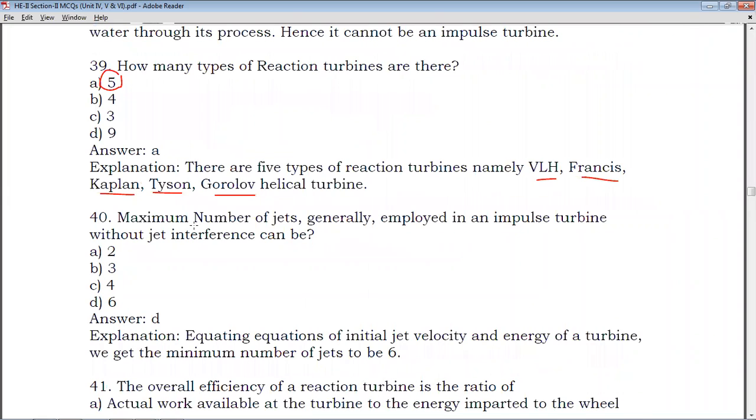Next, the maximum number of jets generally employed in an impulse turbine without jet interference can be 6. Now, this answer is given in the notes that I have sent you. So please refer to those.